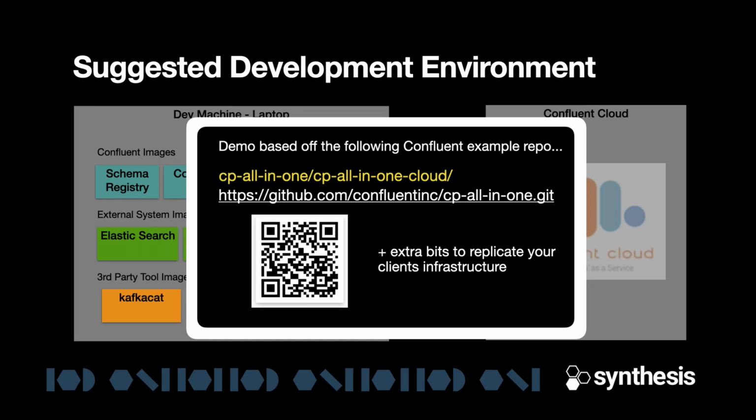The demo I'm talking about today is based on a particular Confluent example. It used to be in the Confluent examples repo, but it's recently moved out into something called CP All-in-One, and it's a variant of that called All-in-One with one in the cloud. So this is a situation where a whole bunch of stuff is running in Docker Compose on your laptop and talking out to Confluent Cloud.